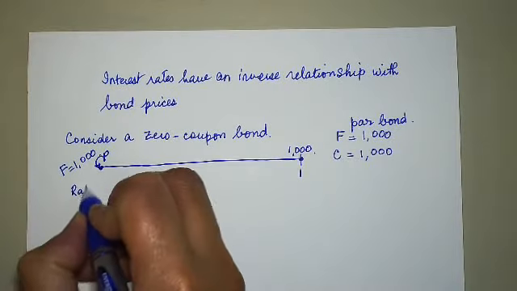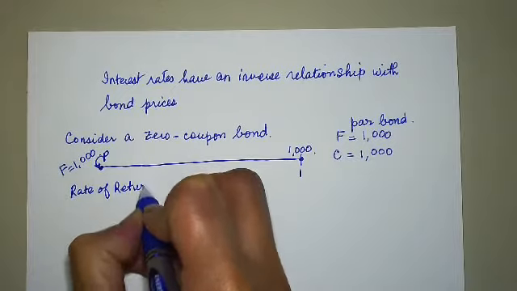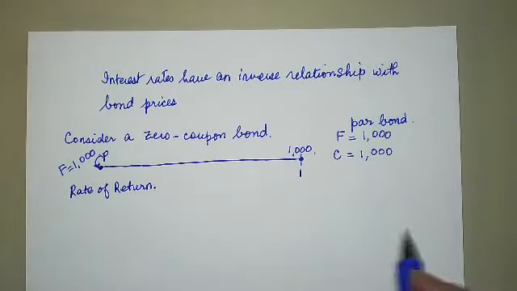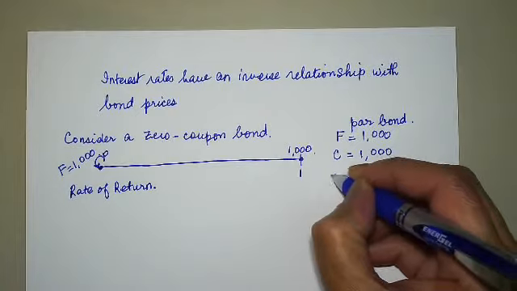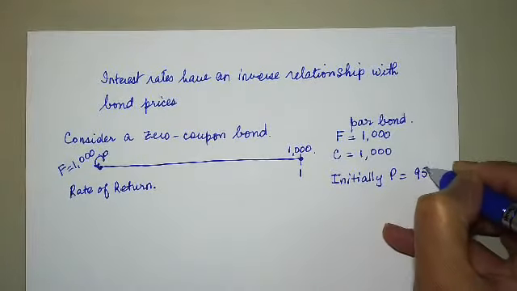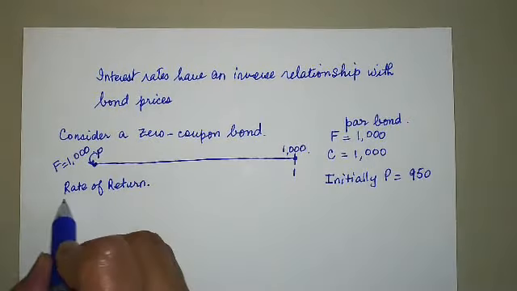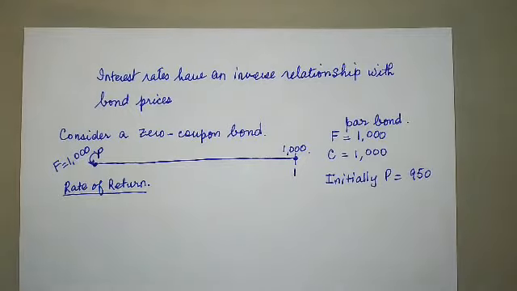And let's find the rate of return right now. So what is the yield rate, or the rate of return for this? Let's say that initially the price is given to be $950. So I can buy a $950 bond, which will pay me $1,000 at the end of 1 year. And I'm looking for the rate of return. Can you help me? What do you think?